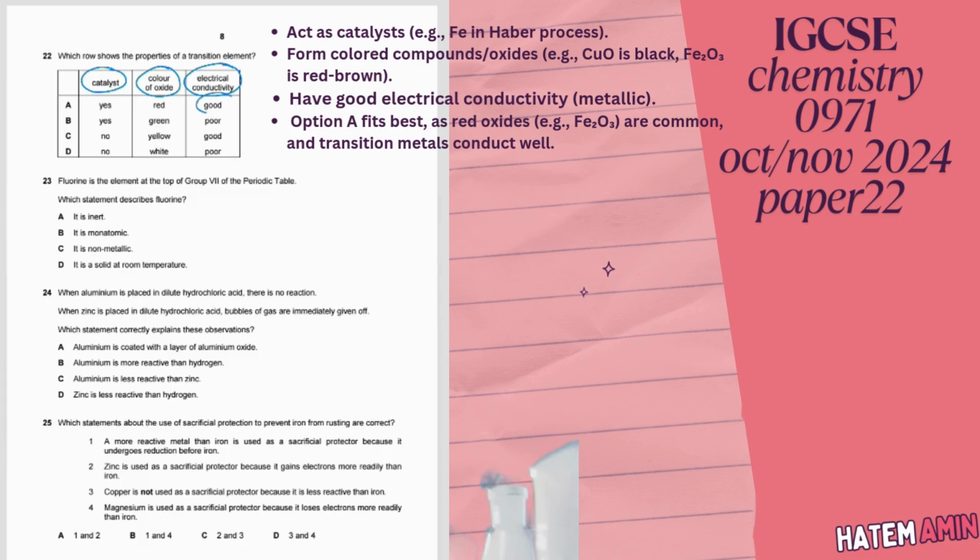So the first one is good electrical conductivity and used as catalyst, and the oxides also give a color, like iron oxide and copper oxide. So the correct answer is A.